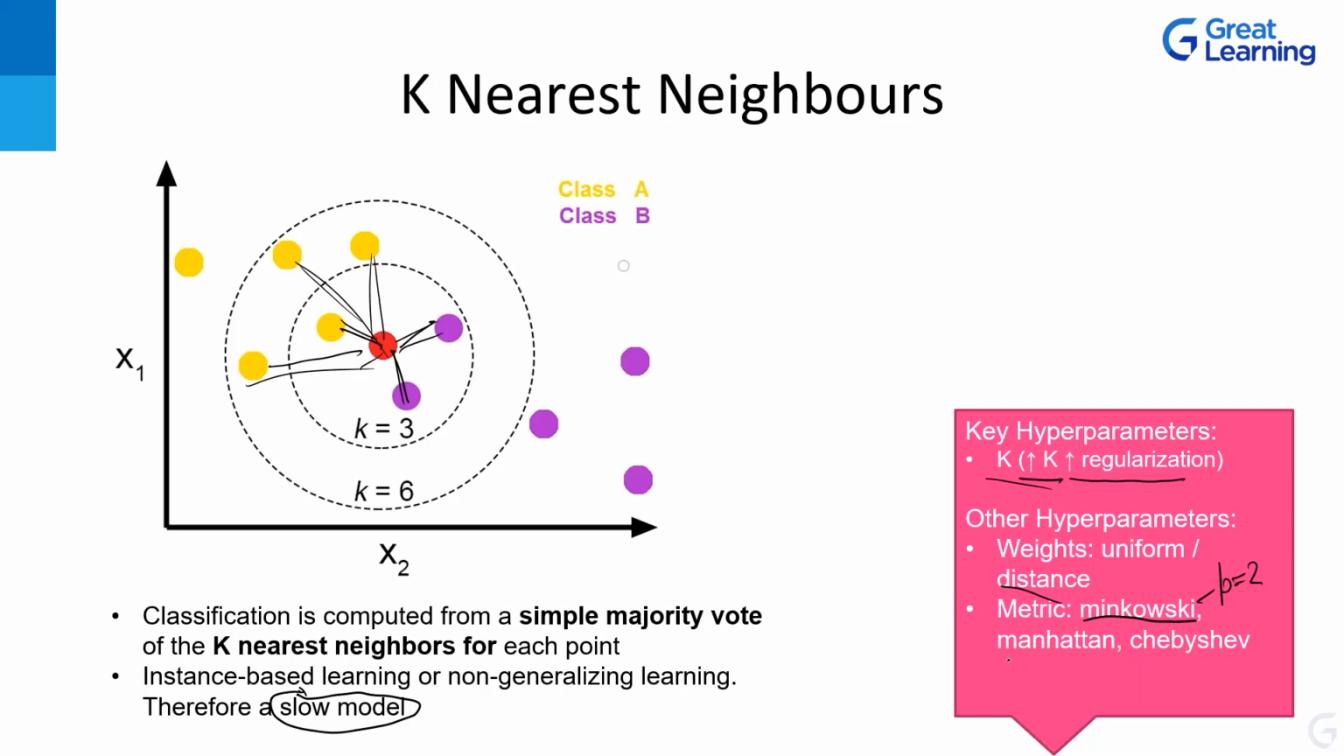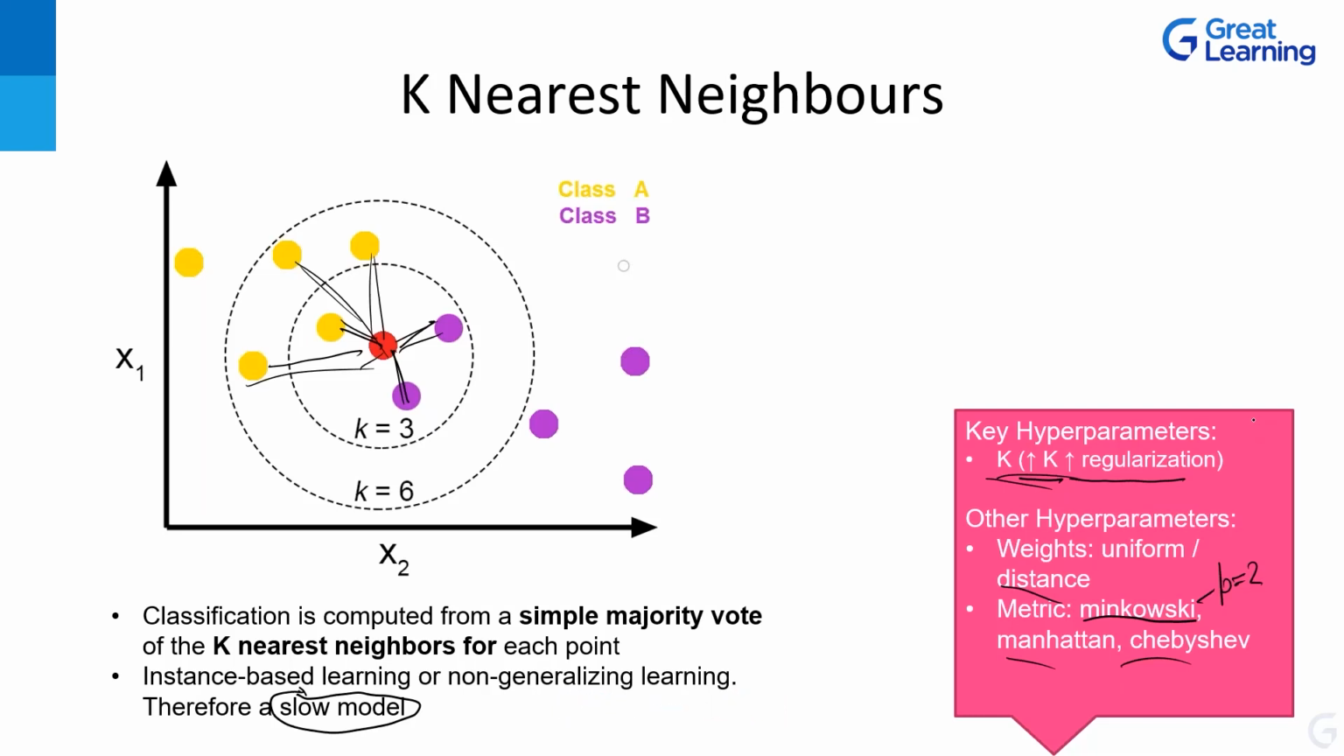I'm not going to get into the details of the metrics as it's not a very important parameter, but there are some other measures also through which we can calculate distance between the points, and we can choose those other metrics as well. The most important parameter is the number of neighbors. So what I'm going to do now is go ahead and fit the KNN model.